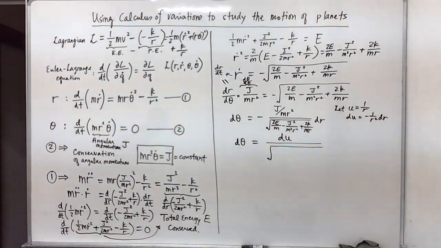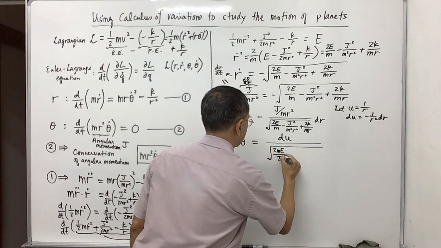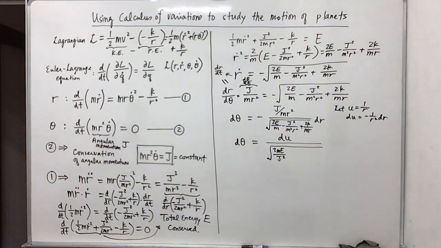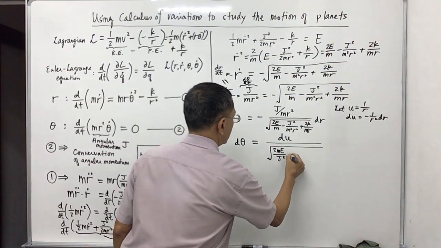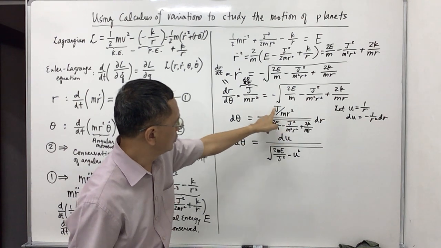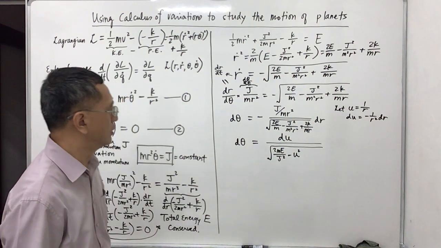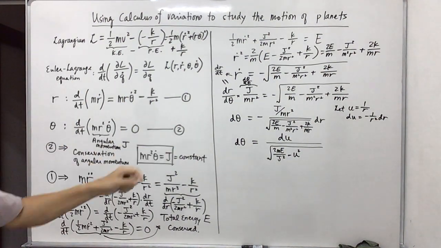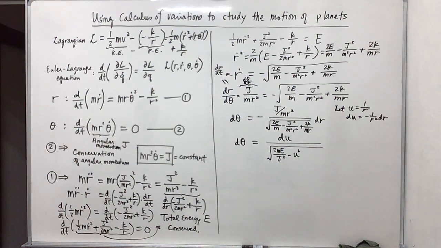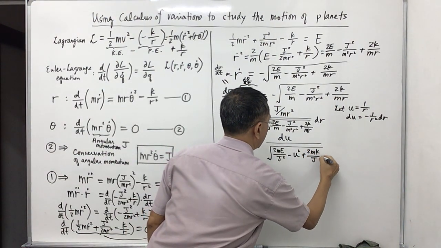If we are really careful, we will find that to be 2me over j squared, minus u squared. Remember what is u? u is 1 over r. And the nice thing is that this whole expression, after you divide top and bottom by j over m and push into your square root, the j squared over m squared will be gone, and you have just 1 over r squared, and that's u squared. And then plus 2mk over j of u.